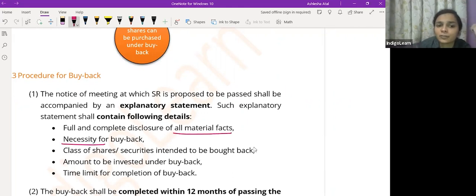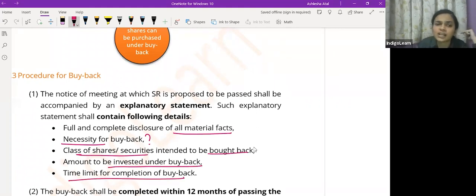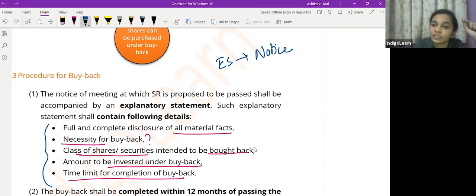What is the need for buyback? क्यों buyback कर रही है company? अभी क्या जरूरत है company को buyback करने की? It has to be clearly stated there. Then, which class of shares or securities are being bought back? Amount invested under buyback, time limit for completion of buyback. ये सारे details जो है buyback के, ये सारे details should be clearly mentioned in the explanatory statement which is attached to the notice of the meeting where the special resolution for buyback is going to be passed.